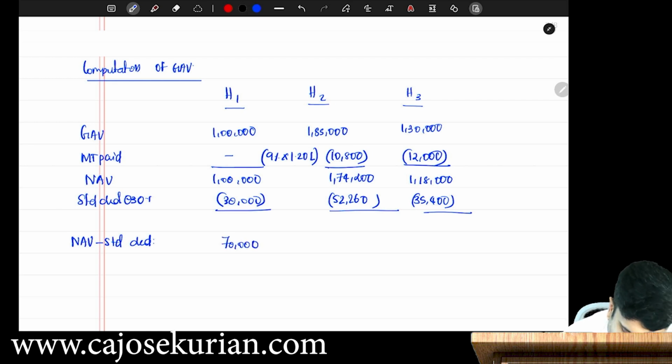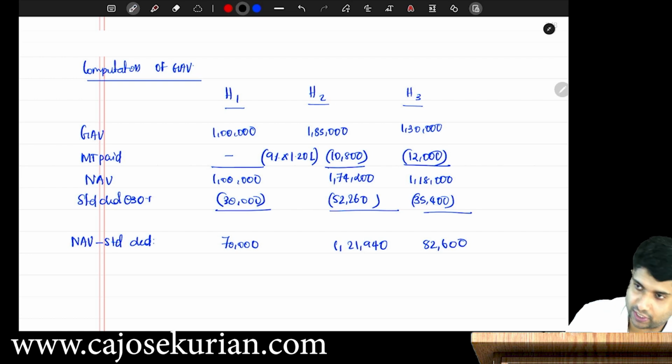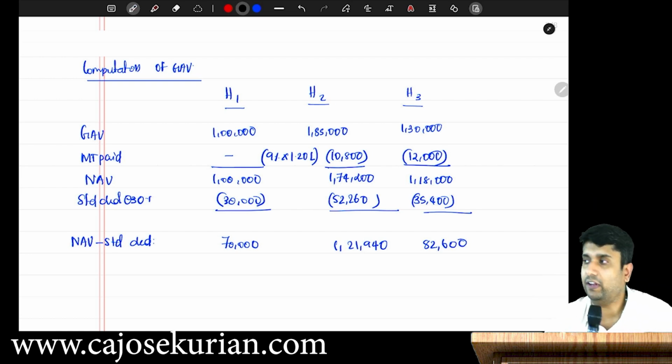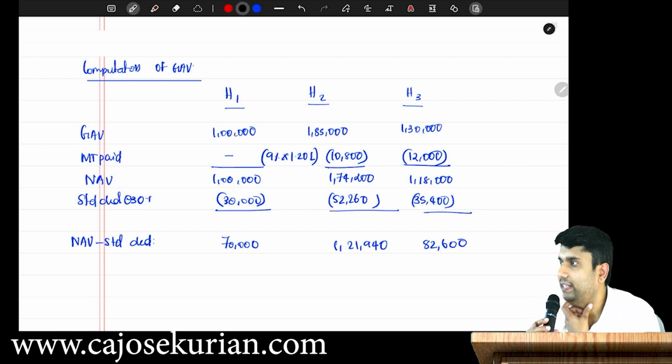Second case, 1,41,021. Okay, 1,21,940. Third case, 82,600. Let it be there. Now we will compare different options. Based on this chart, we will compare different options and we will complete the answer.